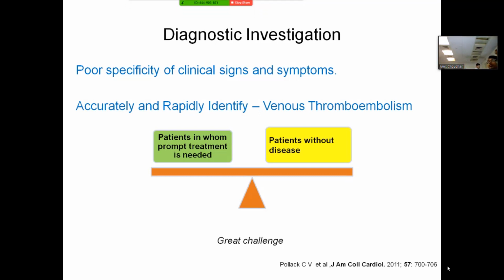Everything will depend upon what you write. If you write down there is a thrombus, the patient will be on lifelong anticoagulant. If you don't write it down and the patient has a thrombus, it might be devastating for the patient. So you have to correctly identify these kinds of patients.